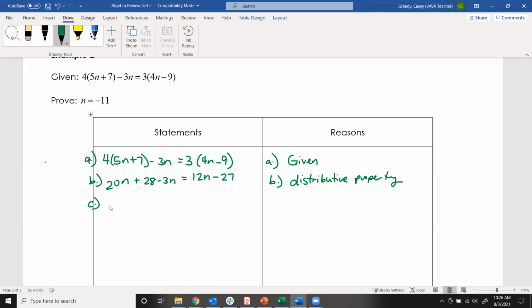All right, the next step, combine like terms. Remember, we always got to combine our like terms. Over here on the left, I have a 20n and a negative 3n. So when I combine those, I get 17n. When you write that as your reason, you could actually write combine like terms. This could also be called simplify. It means the same thing.